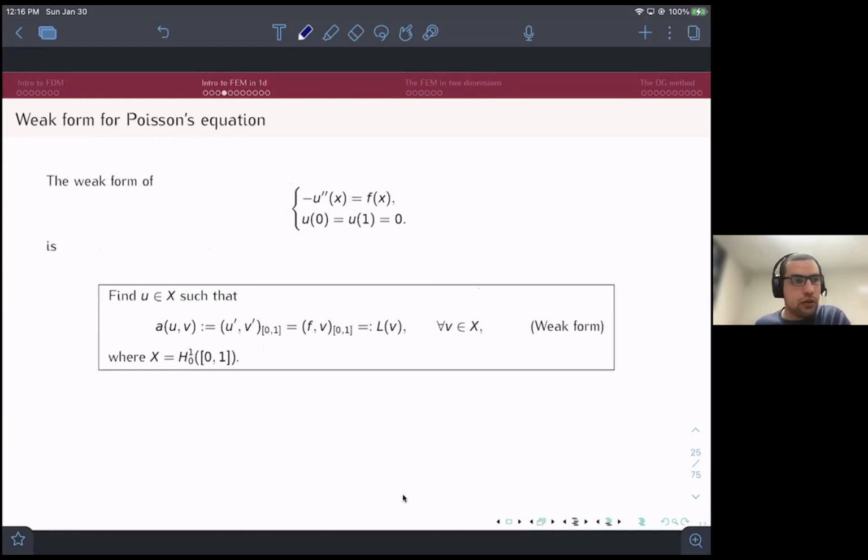Okay, so let's go back to Poisson's equation in 1D. As we have seen before, we had (u', v') is equal to (f, v) as an inner product. But now the space that we work with is H^1_0 of the interval (0,1), for all v's in this space. So if I read it again, I'm trying to find u in this infinite dimensional space such that a(u,v) is equal to l(v) for every function v in X. So this function v is called a test function.